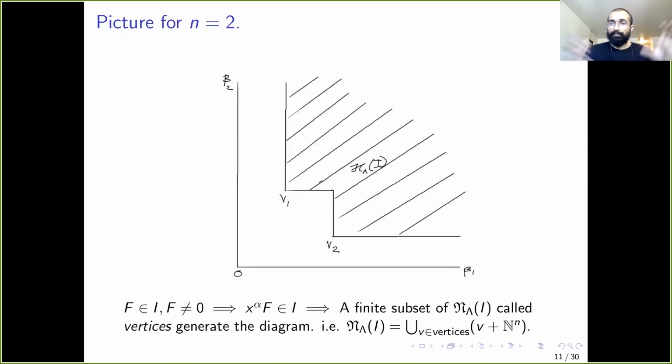So now, just to move on and give you a few pictures to demonstrate how these diagrams of initial exponents behave, this diagram here in two variables gives you an example of what one of these diagrams would look like, where the points in this hatched area are all the points in the diagram. We can see that this particular diagram is defined by two points, V1 and V2, where we can generate the diagram by attaching a quadrant of integers to both V1 and V2 and taking the union of those two things. So this is a general fact about diagrams: any diagram of initial exponents is defined in terms of some finite subset of the diagram called vertices. And in this case, V1 and V2 are the vertices of this diagram that we've drawn.